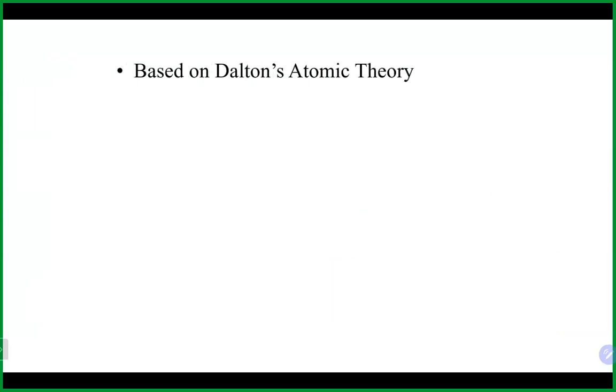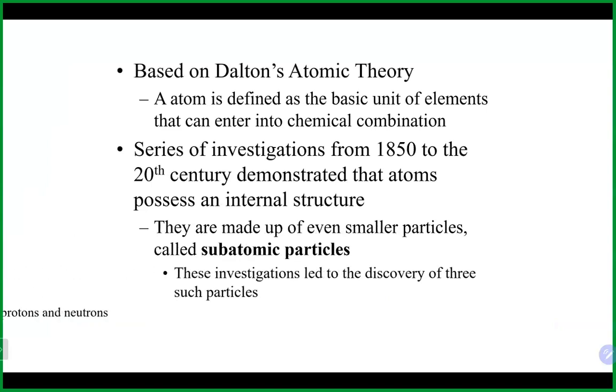All right, so let's talk a little bit about the structure of the atom. A couple of things were thought about based off of Dalton's atomic theory, and that was the idea that atoms are really the basic unit of each element that can enter into chemical combination. A lot of experiments were done, and it was found that atoms are really small. Even though they are really small, they still contain an internal structure of even smaller particles. These are our subatomic particles, and our subatomic particles are electrons, protons, and neutrons.